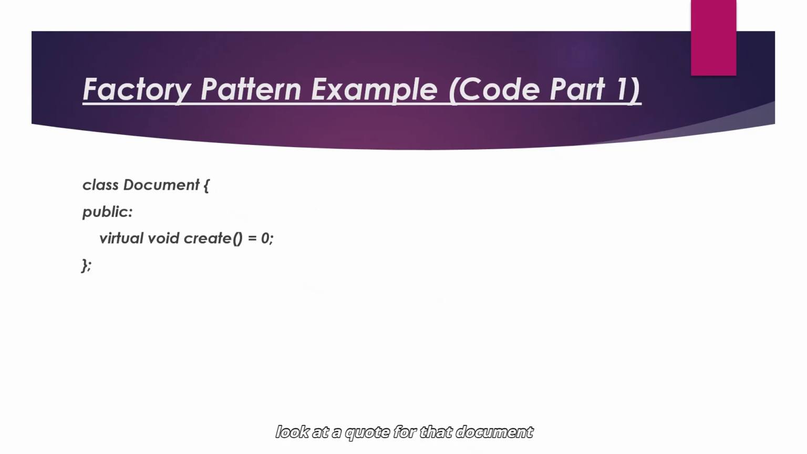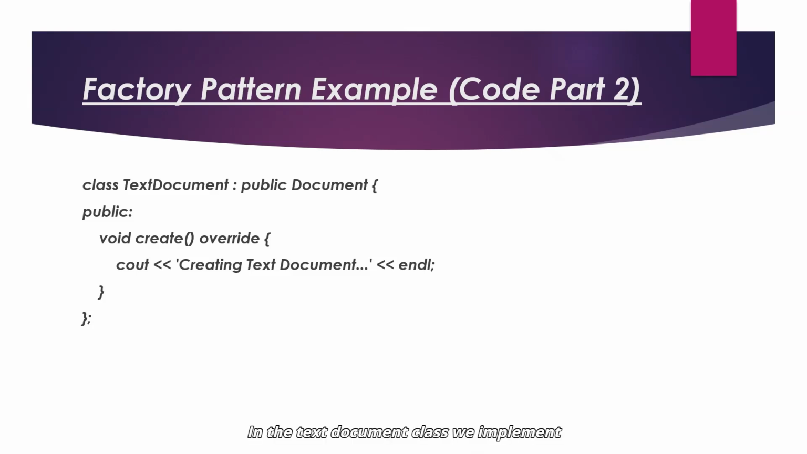Let's look at the code for the Document interface. The Document interface declares the create method, which must be implemented by every specific document class. This ensures that each document type shares a common interface so that the system can interact with all the document types uniformly. In the TextDocument class, we implement the create method. When called, this method will output a message indicating that a text document is being created. This demonstrates how the factory pattern allows for flexibility, enabling us to handle different types of documents with their specific creation logic.